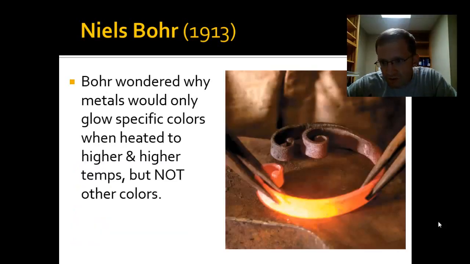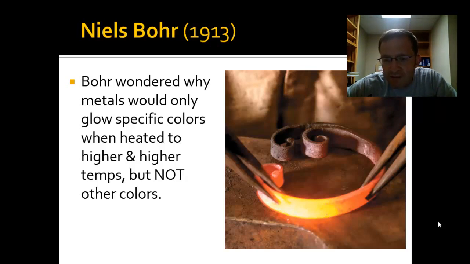What Bohr sort of starts his work on then, as it's related to Planck and those colors, is wondering why certain metals would only glow specific colors when heated. At hotter and hotter temperatures, different colors would be emitted, but not other colors.